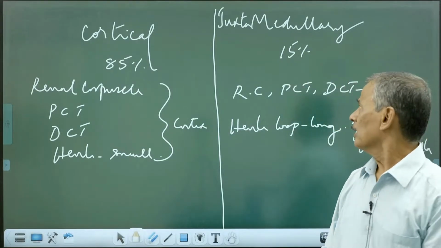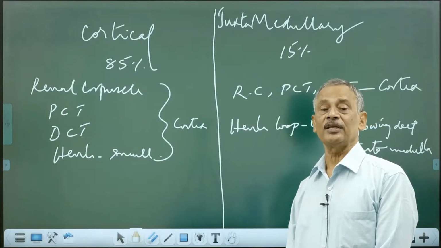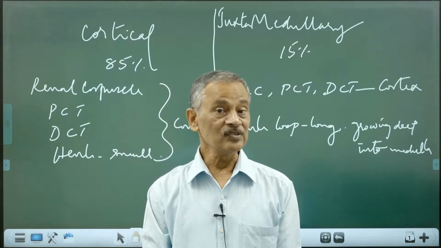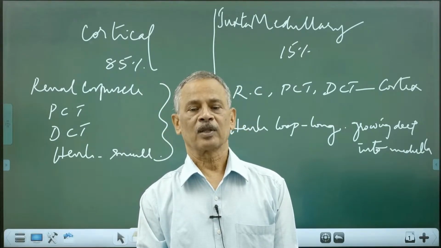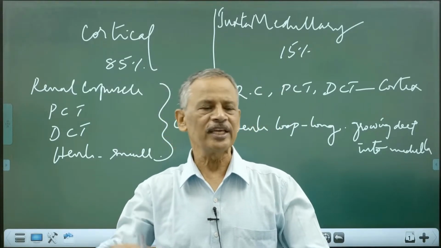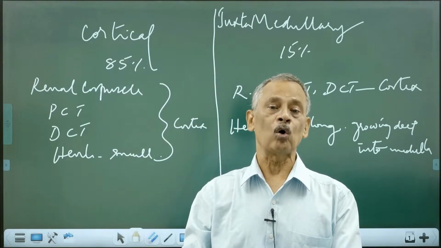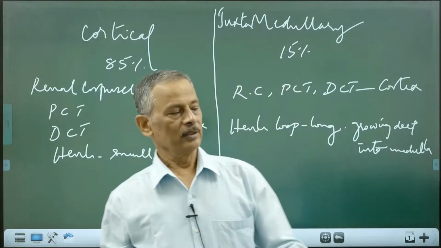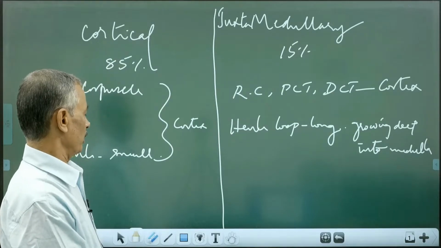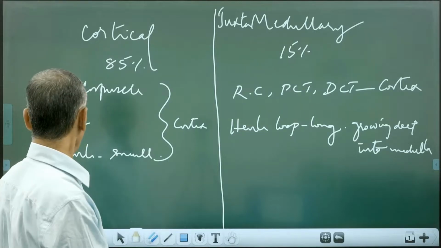It is the juxtamedullary nephrons which play an important role in concentrating our urine. Not only are our kidneys filtering urine and sending it out, but they are sending it out in the form of a very concentrated urine. That concentration is done by the juxtamedullary nephrons. How they are capable of concentrating, that is what we are now going to study.